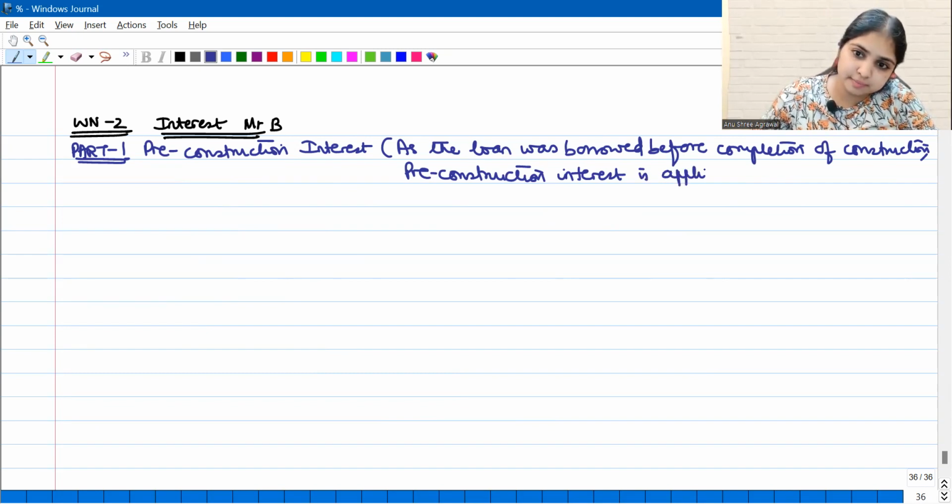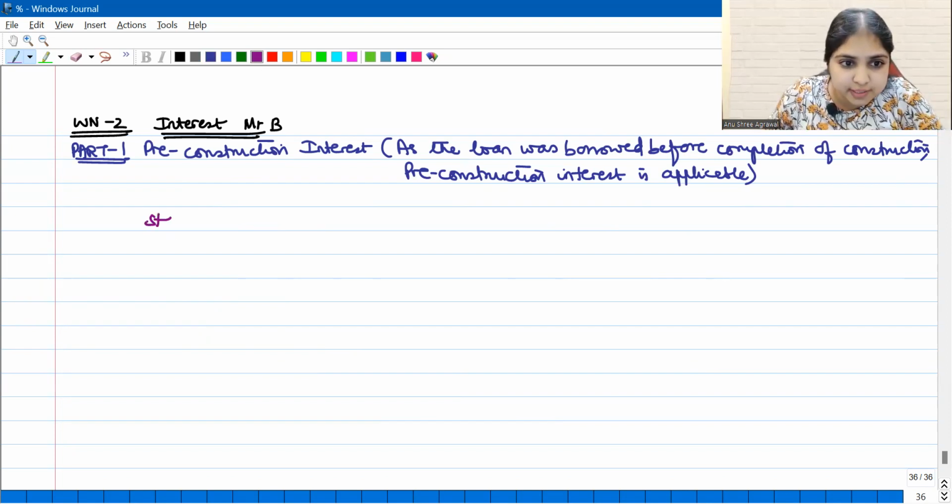Pre-construction interest is applicable. Okay, now you remember the pre-construction interest steps? Same steps, tell me. What is the first step?